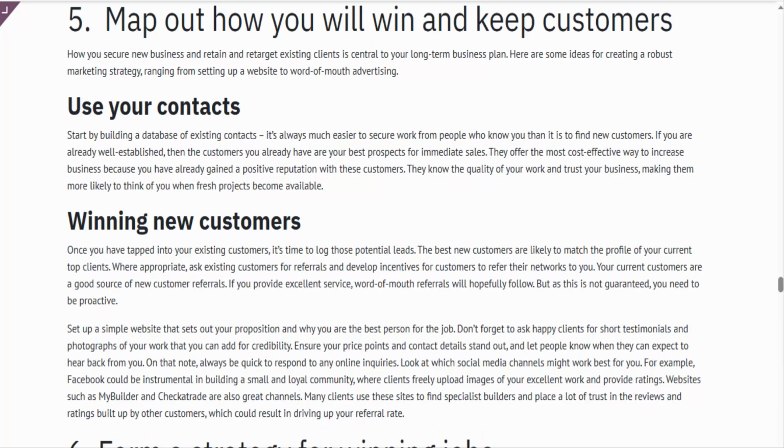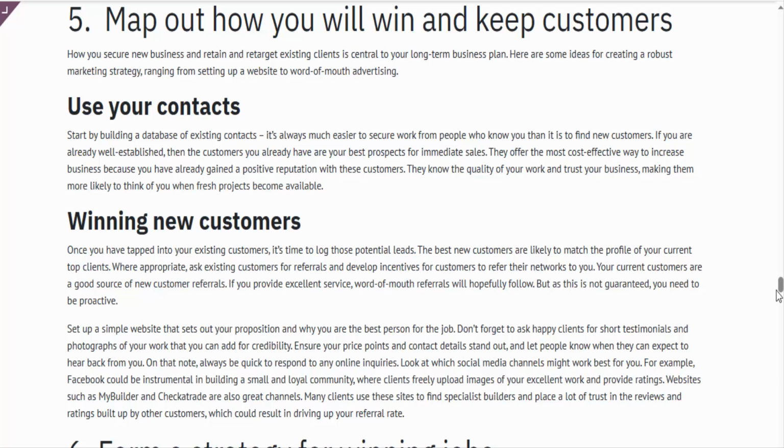Ranging from setting up a website to word-of-mouth advertising. Use your contacts. Start by building a database of existing contacts. It's always much easier to secure work from people who know you than it is to find new customers. If you are already well established, then the customers you already have are your best prospects for immediate sales. They offer the most cost-effective way to increase business because you have already gained a positive reputation with these customers.